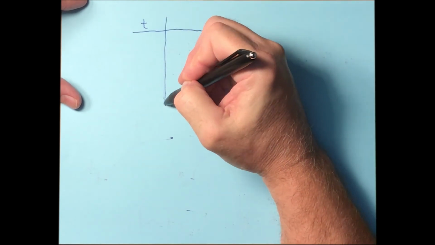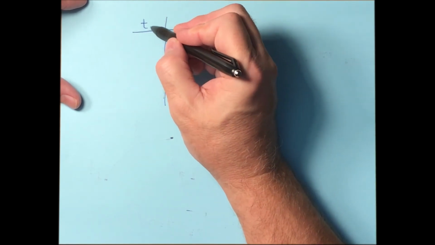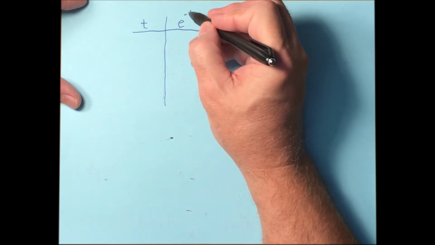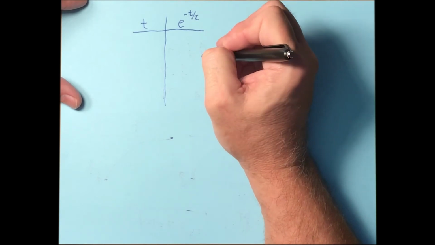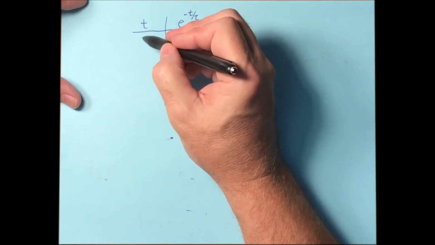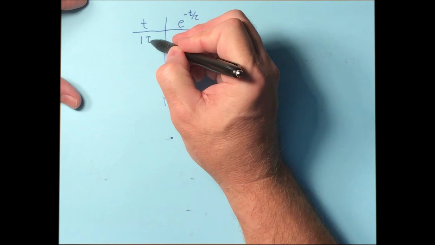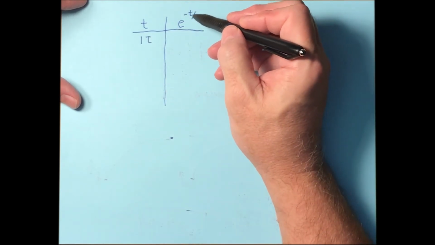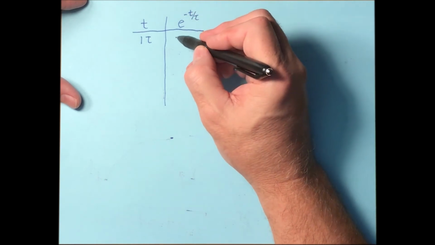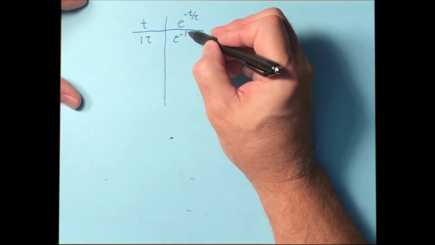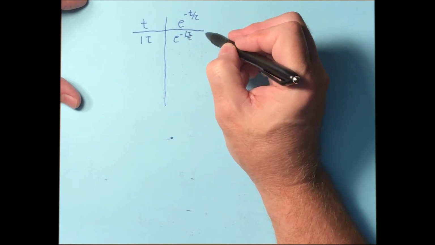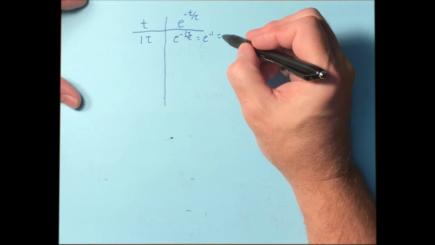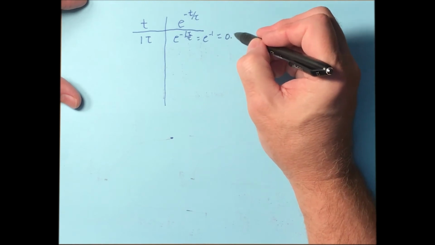But it's kind of unusual for people to think about tau, RC, as being a time element. So let's build a little chart here. Let's say we put time in this column and we put e to the negative t over tau in this column. Well, let's let 1 tau of time transpire. If you let 1 tau of time, then t is now 1 tau, so we've got e to the negative 1 tau over tau, which is just e to the negative 1. And that's something you can plug into your calculator, and it turns out to be about 0.37.